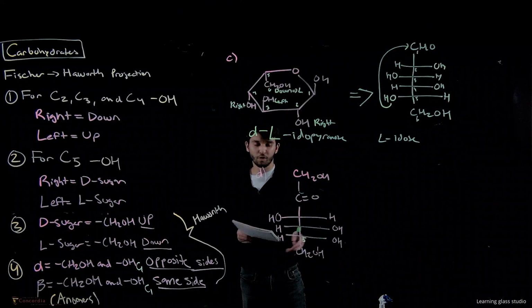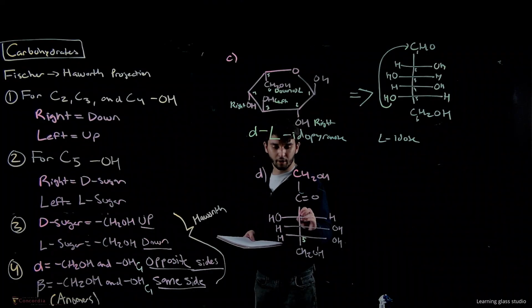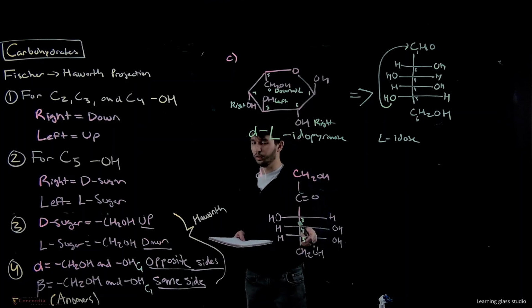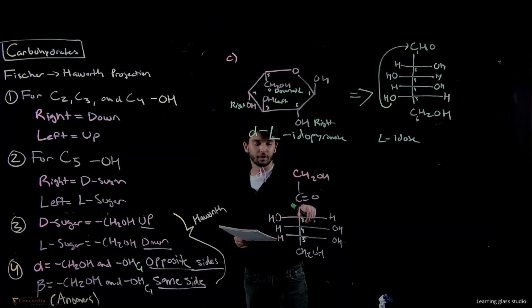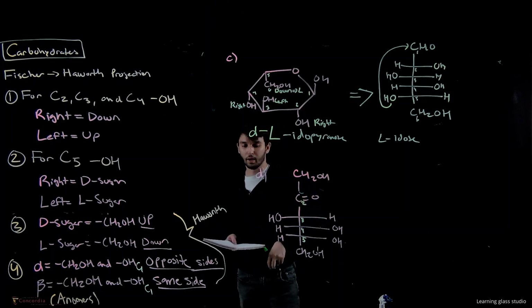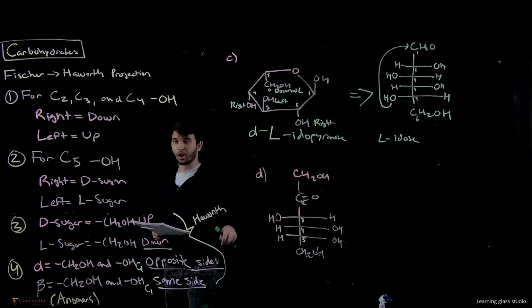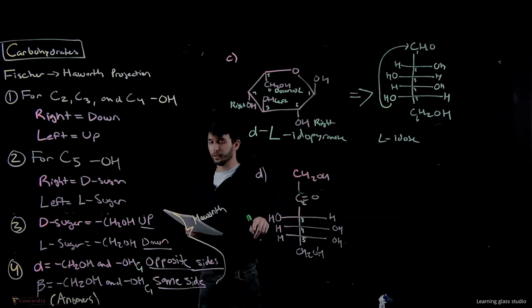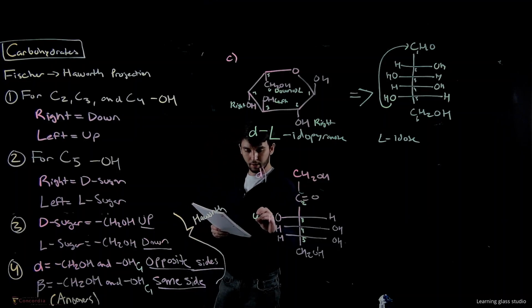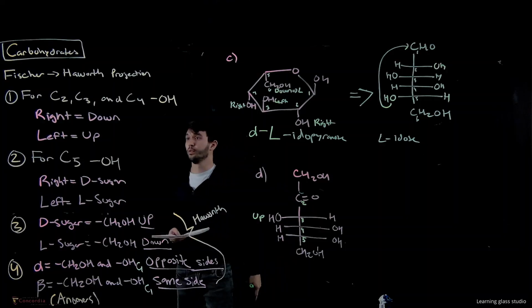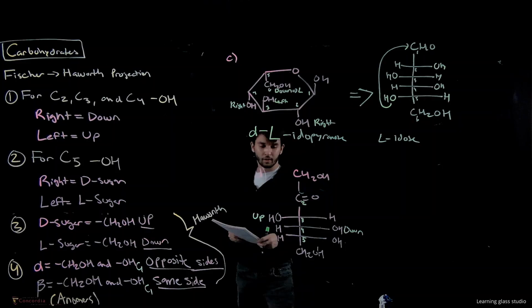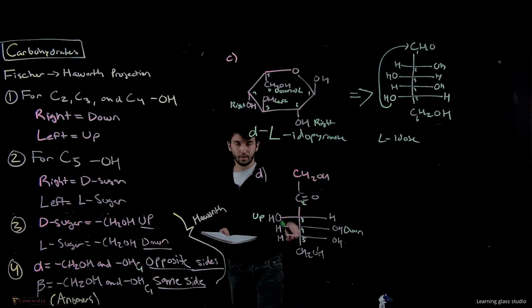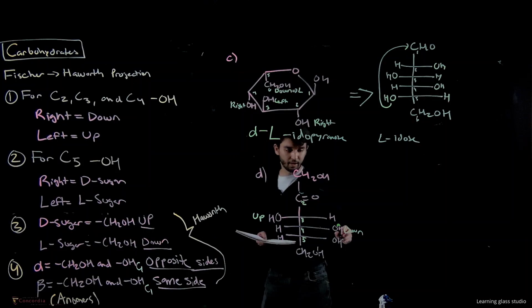Okay? But we follow the same rules. So this is carbon 3, carbon 4. So carbon 2 doesn't matter anymore because carbon 2 is the carbonyl. But we can still look at carbon 3 and 4 with row 1. So carbon 3, this is on the left, this is going up. Carbon 4, this is on the right, this is going down. Okay? And then carbon 5, we see the OH is on the right, so we know this is a D sugar.